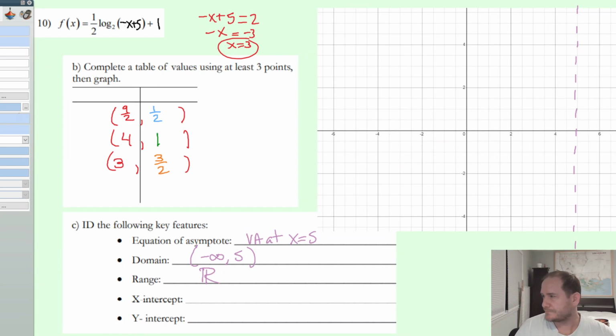Plot your points. The blue one is at 4.5, so right here, and 1/2 is right here. 4,1 is here, and 3,1.5 is here. So those are points. And so you can see that this time when we go to connect these dots, we're going to come through all 3. We are going to hit the x-axis somewhere between there and there, and then just be asymptotic.